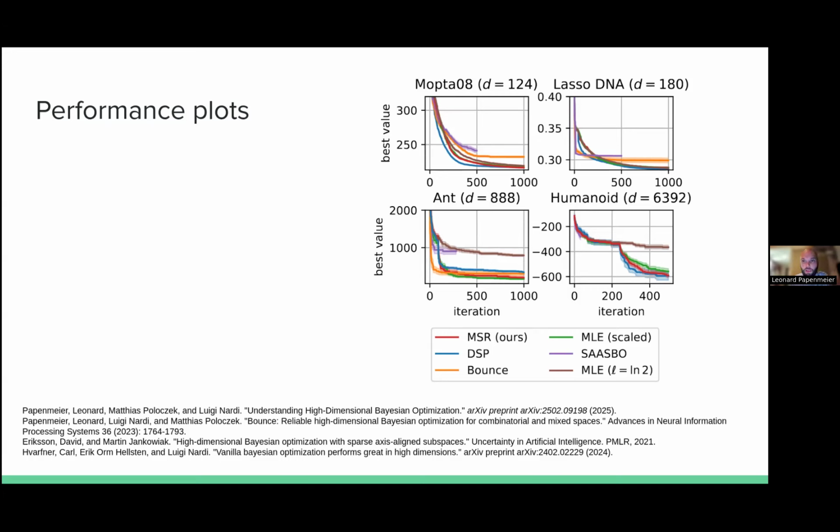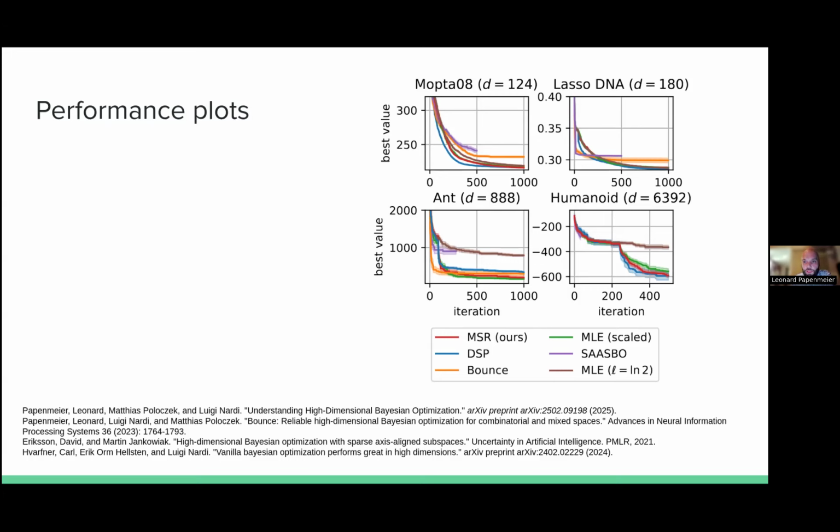The benchmarks that we look at here are the MOPTA 8 problem, that's a 124-dimensional vehicle optimization benchmark. Lasso DNA, that's a microbiology classification problem, and two MuJoCo benchmarks, Ant and Humanoid. Those are very high-dimensional and quite noisy. And what we see here is that MSR is competitive with the blue line, DSP, on all benchmarks. Even the green line, where we just scale the initial length scale and then run regular MLE, is really competitive.